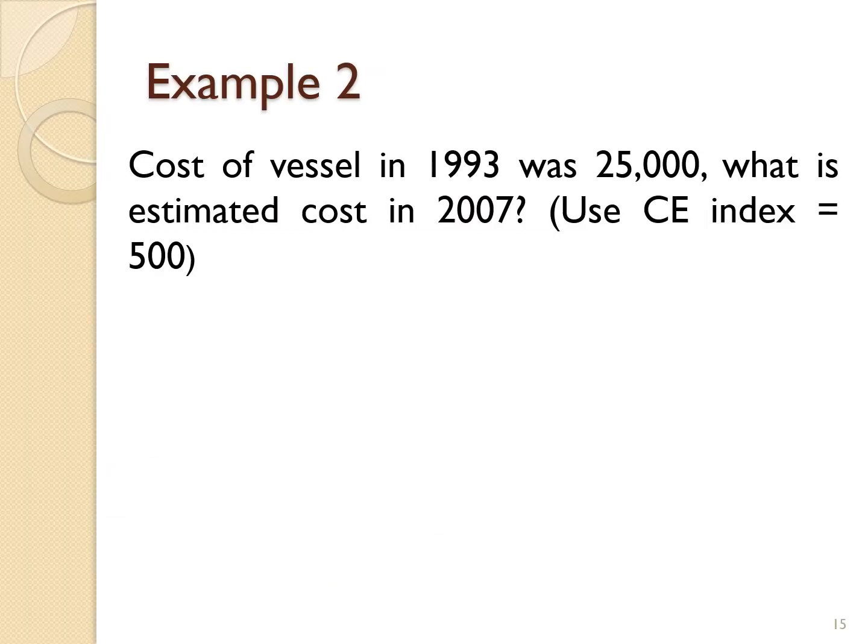Okay, example 2: the cost of a vessel in 1993 is 25,000. What is the estimated cost in 2007? You need to use the CE index, the Chemical Engineering Index. The CE index given for the estimated cost in 2007 is 500.